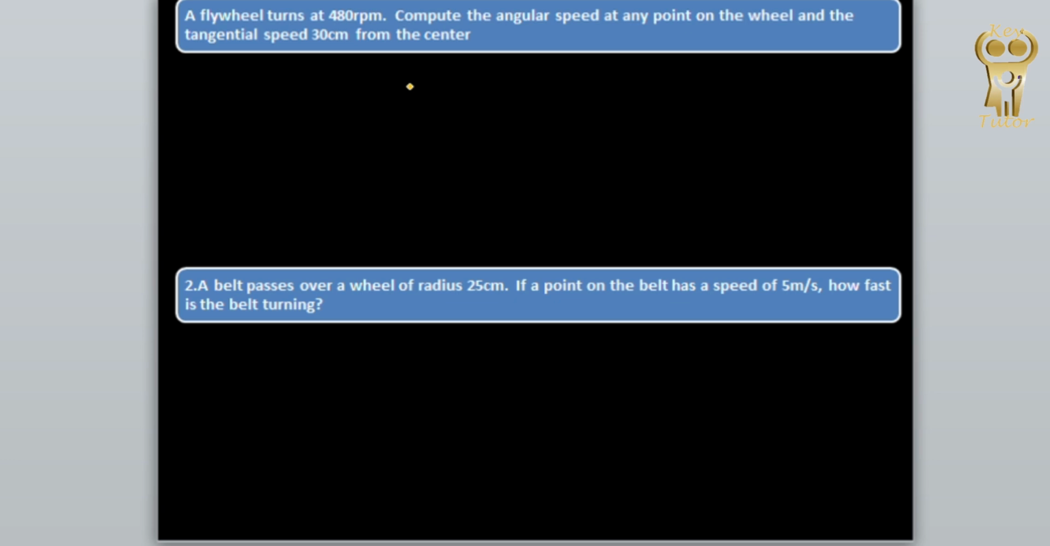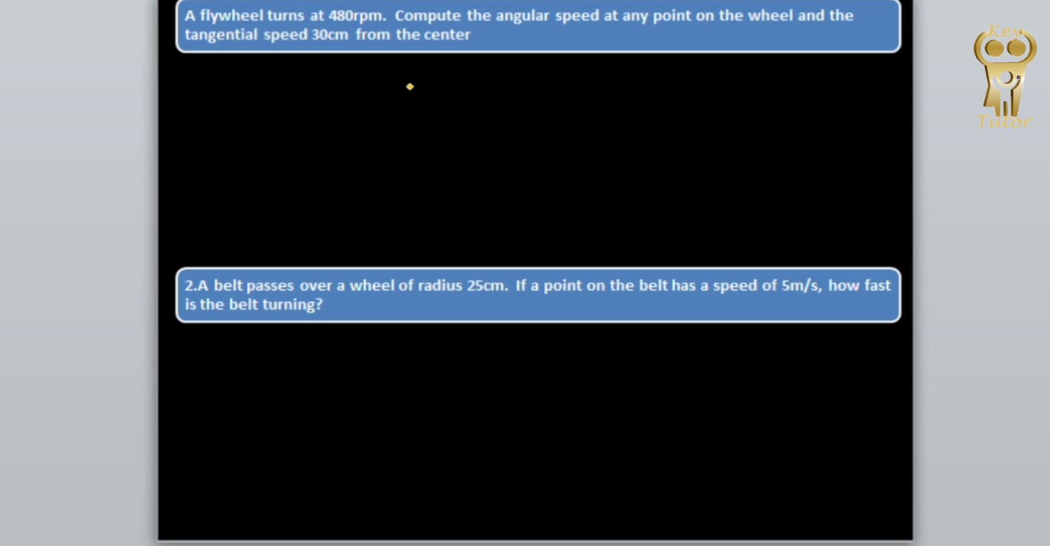Example: a flywheel turns at 480 rpm. rpm means revolutions per minute. Compute the angular speed at any point on the wheel and the tangential speed 30 cm from the center.